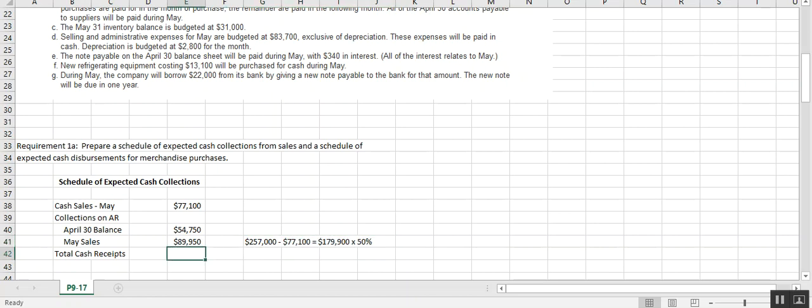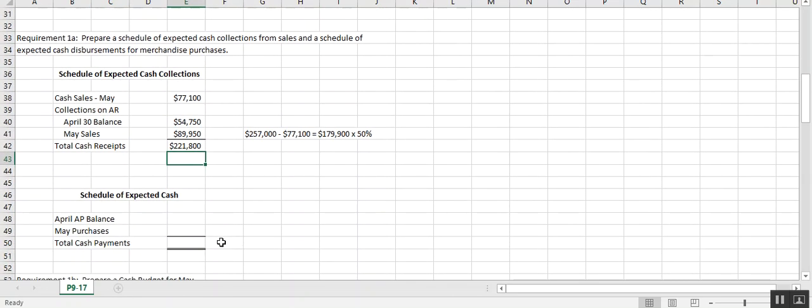So then our total cash receipts are just the total of all those: our cash sales in May, our April collections on sales, and then our May collections on credit sales. So the answer to that one is $221,800.